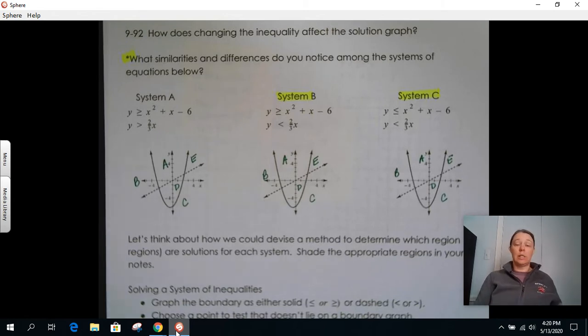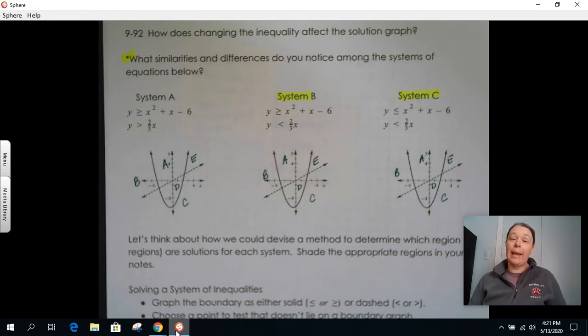Okay, so what we had just done was we tested a point in each region. And it's a lot, right? To do that for all 5 regions for every single one of these, it's kind of a lot, right? So what we're going to do is just pick one point and test it in each of the inequalities, and use that same thinking that we did last week: if it makes the inequality true, we're going to shade on that side of the boundary graph. And if it doesn't make the inequality true, we'll shade on the other side. Okay, so that's the thinking that we're going to use for this one.